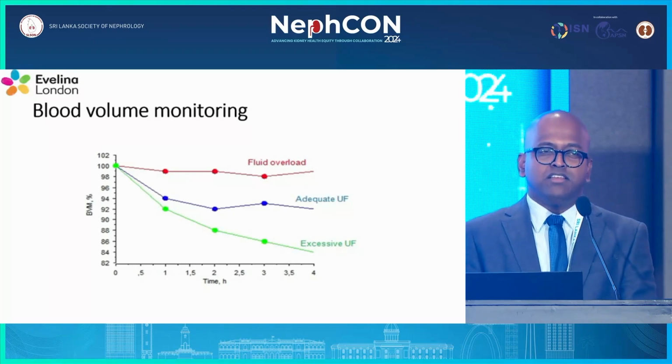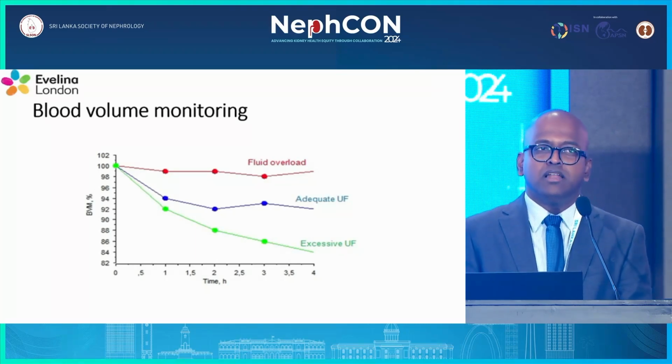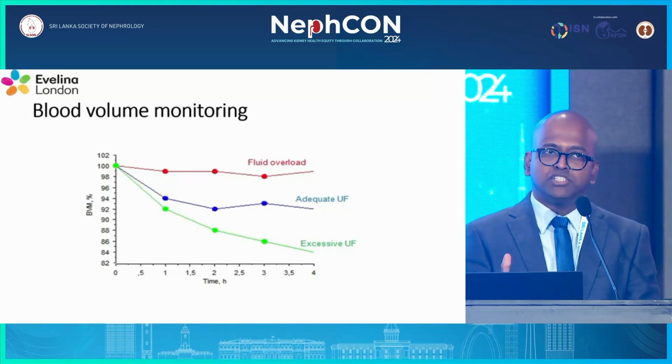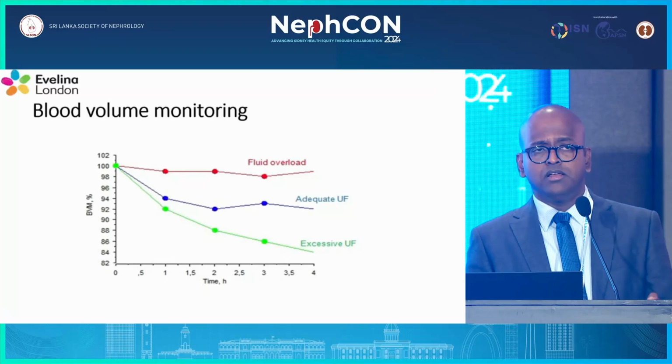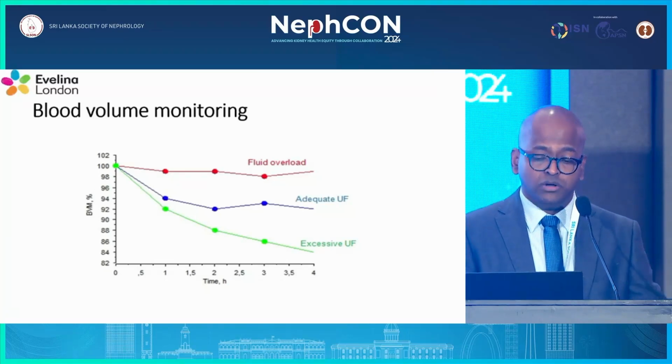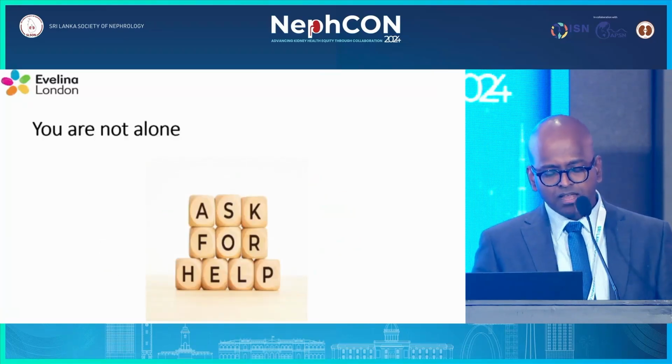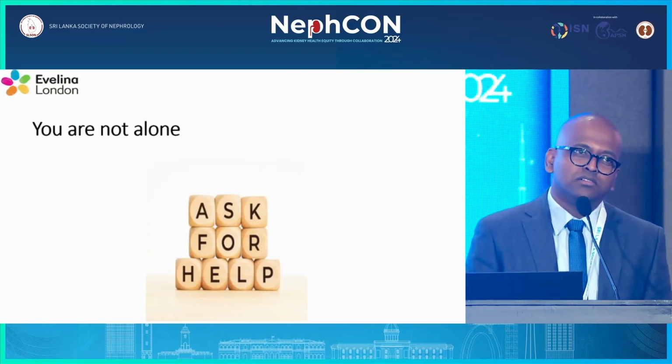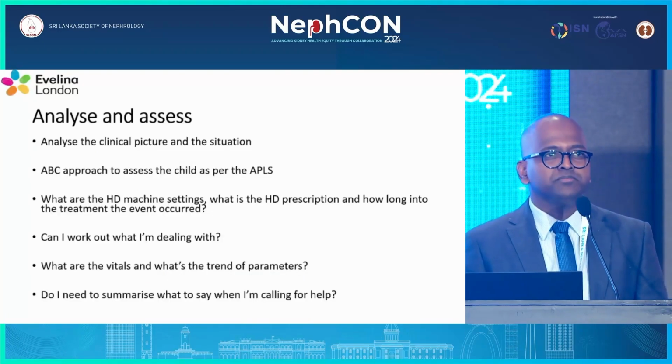And if that's a yellow curve, they need to be alarmed and we need to take a measure, like we need to pause or reduce the ultrafiltrate rate, which is really helpful in preventing hypotension or leading to collapse. And the second part is we are not alone. We need to ask for help. We need to analyze and assess.